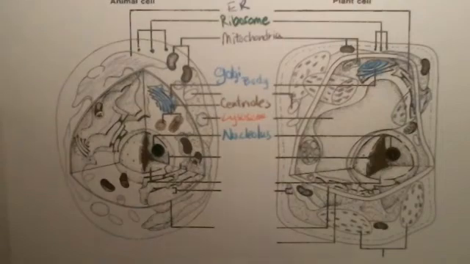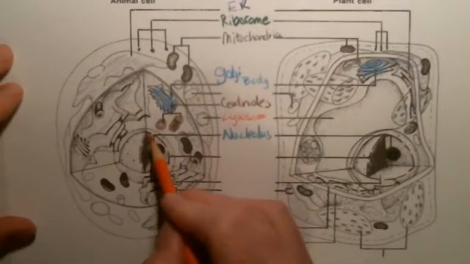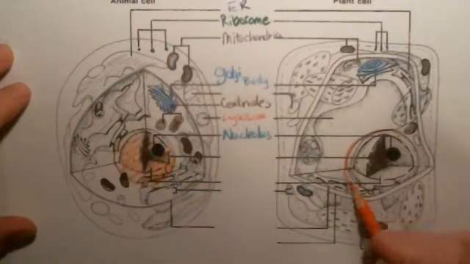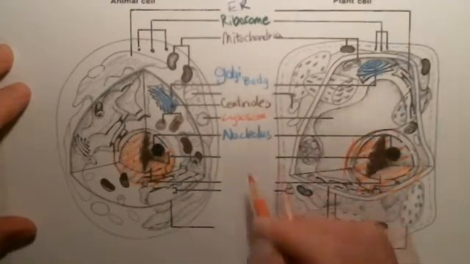And the nucleolus's job, it is the site that makes the ribosomes for protein synthesis. So that's where the ribosomes get made. And then the big circle that it's in here, and I'm going to color that over in orange, this big circle here, this is the nucleus.